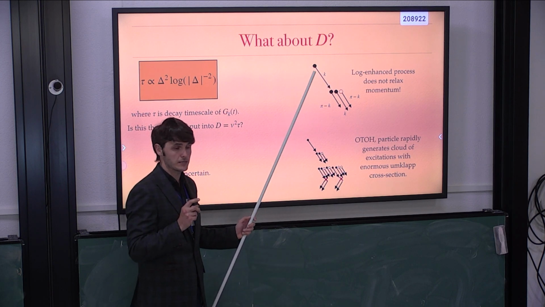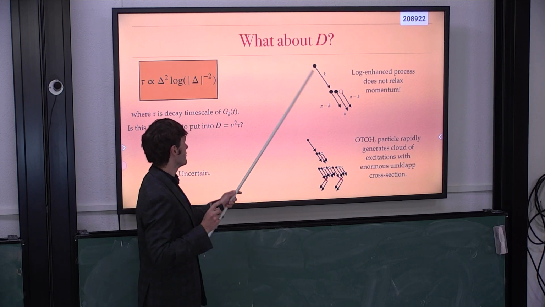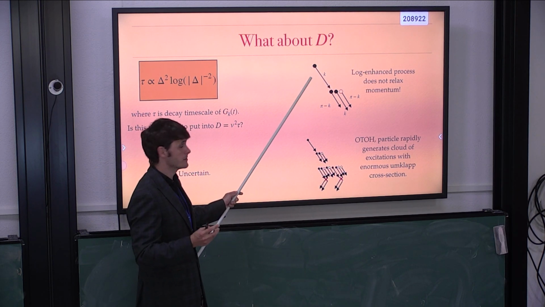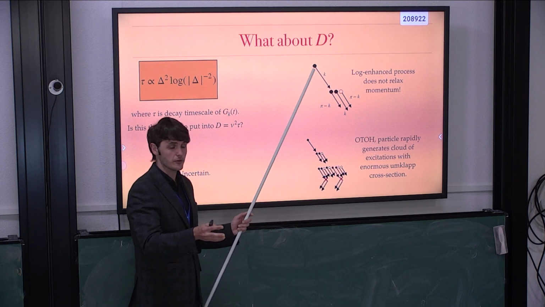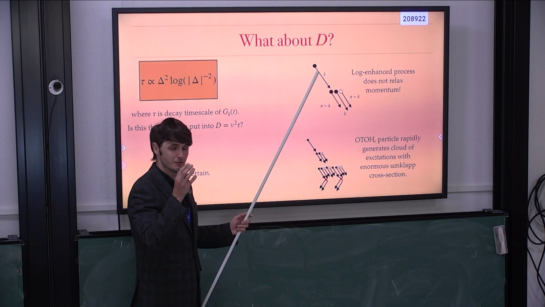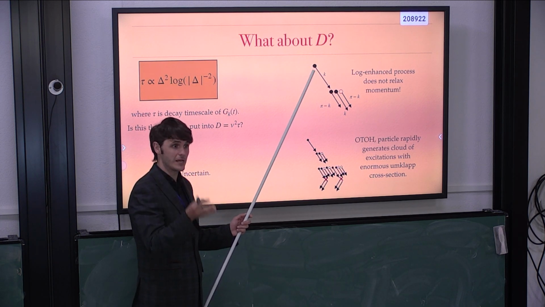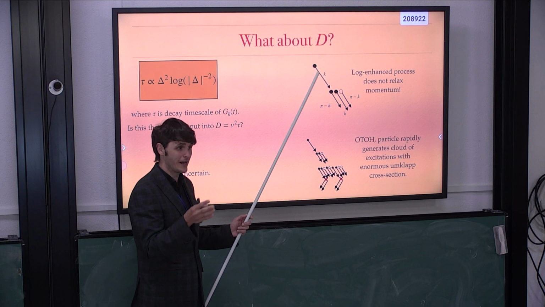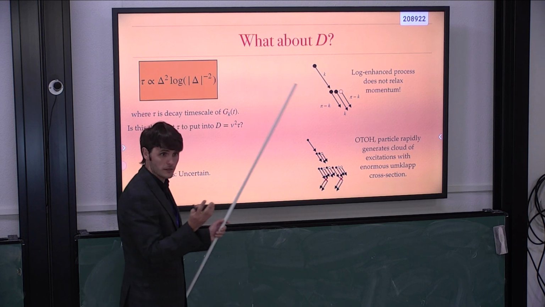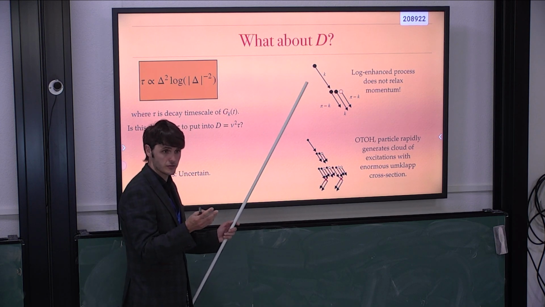Okay? And one thing you might notice about the process that I mentioned is that the log-enhanced process is not relaxing momentum, right? Or let's say just charge current. A charge comes in with a group velocity, and then a charge and anti-charge come out with the same group velocity. So on net, the charge current is the same after this log-enhanced scattering. Okay, so this is something that we're worried about, because it doesn't look like this relaxes charge current.